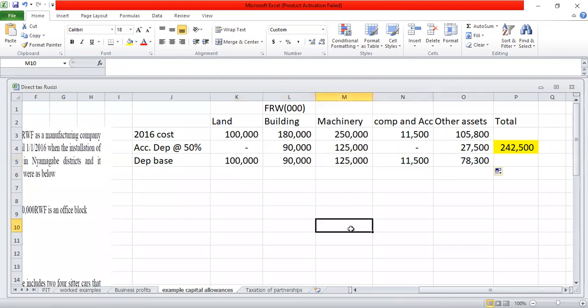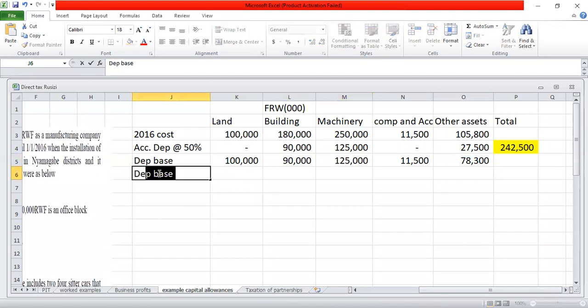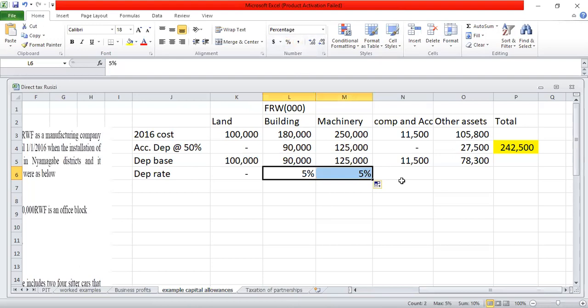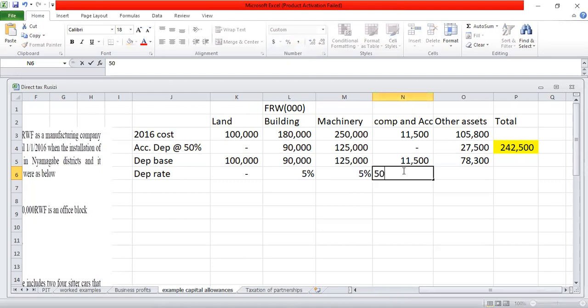That is going to be the depreciable base. So what is our depreciation rate? The dep rate, this one does not depreciate. That is 0%. This one is 5%. This one, it is 50%. And this one is 25%.